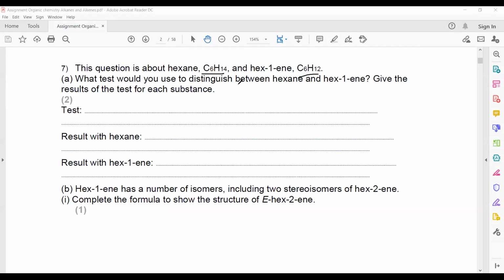So how can we test? We can add bromine water, or aqueous bromine, to hexane. Because hexane does not react with bromine water, there is no visible change. But with hexene, it will react and the orange color will disappear, or it will decolorize the bromine water.